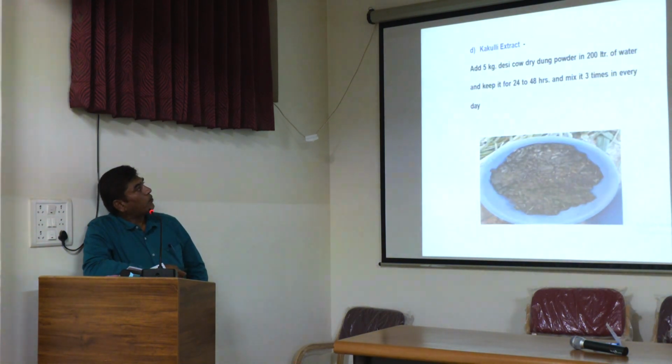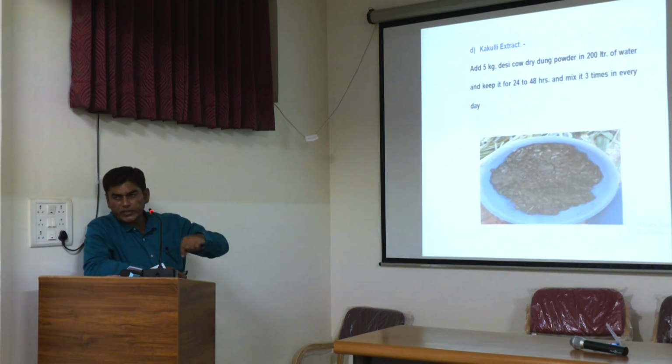One more fungicide, cow dung extract. Simple preparation: 5 kg desi cow dry dung mixed in 200 liter of water. You have to keep it for 24 to 48 hours, mixing thoroughly 3 times every day. That is important. It also acts as a very good fungicide.